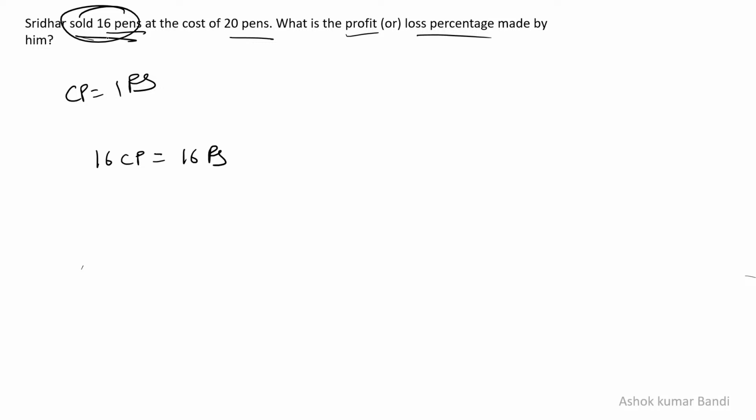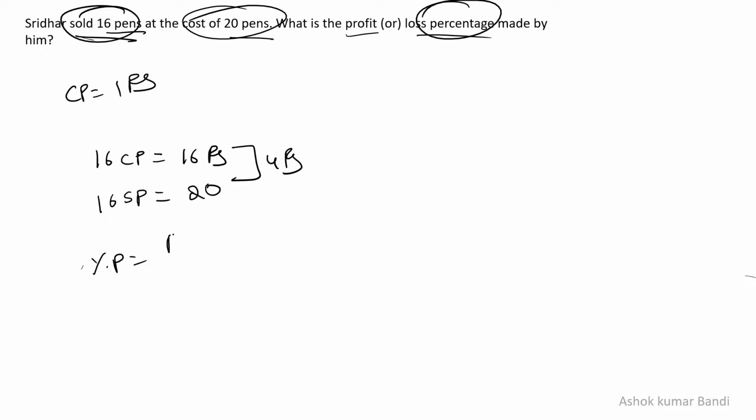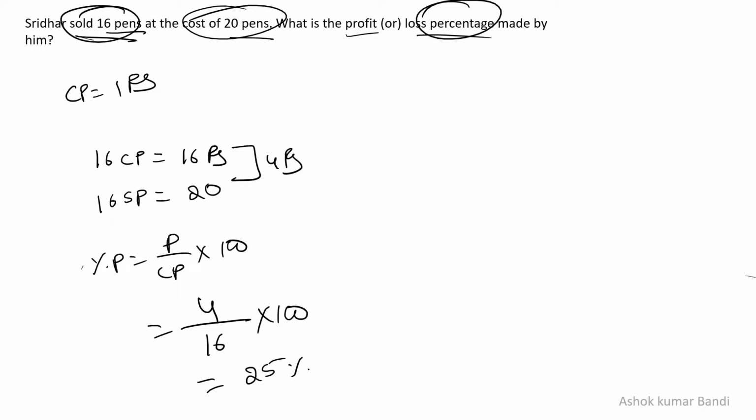Now let us sell these 16 pens. If I sell these 16 pens, how much am I going to get? 20 pens cost price, that is 20 rupees. That means I am buying for 16 and selling for 20. There is a profit of 4 rupees. But I don't want profit, I want profit percentage. So profit percentage equals profit by CP into 100. So profit is 4 rupees, CP is 16, into 100. 1 by 4 into 100, you are going to get 25% profit.